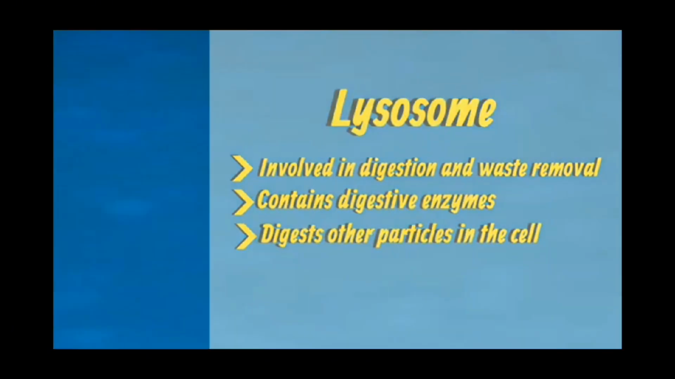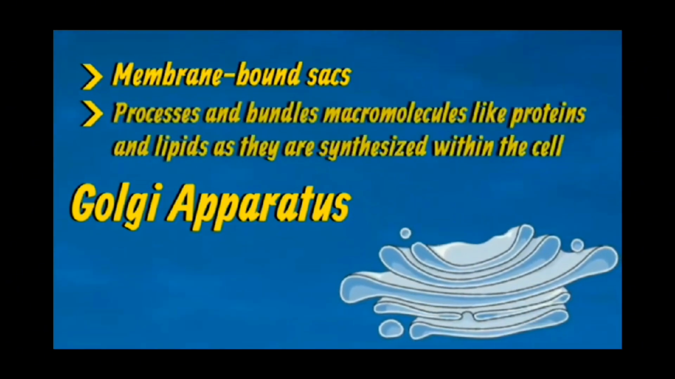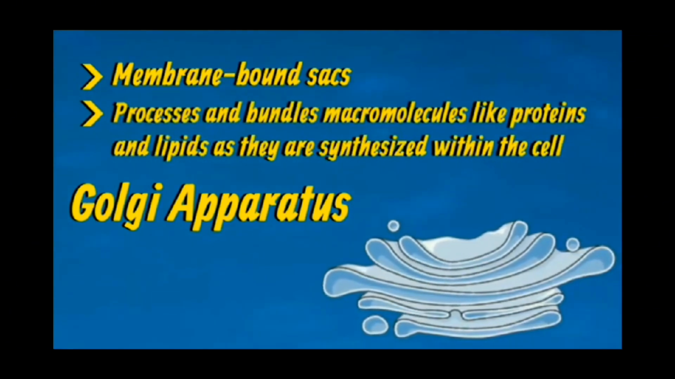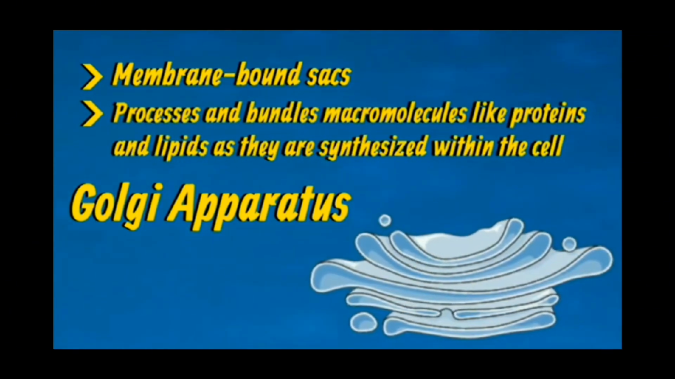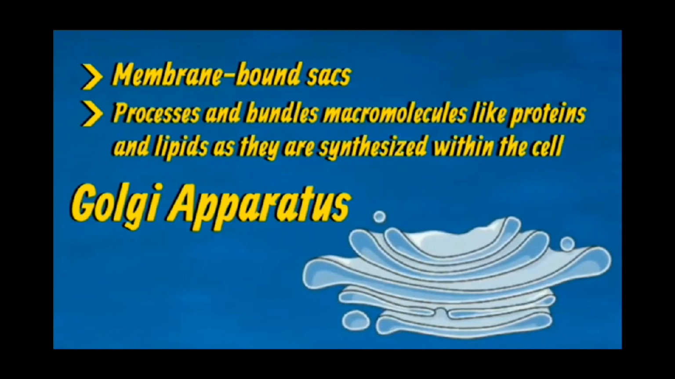Our next cell particle is the Golgi apparatus, which kind of looks like folded towels. The Golgi apparatus is made up of membrane-bound sacs. And in its work, it processes and bundles macromolecules like proteins and lipids as they are synthesized within the cell.